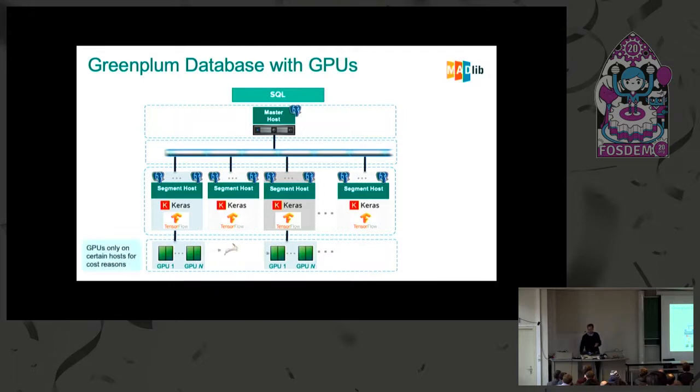The one thing I want you to note is that for cost control reasons, if you have a really big database, you might not have GPUs on all of those machines. You may only have GPUs on certain of the hosts. So we need to be careful to distribute data only to the hosts where there are GPUs. And when we do our model hopping, like I showed before, moving model state from machine to machine, we need to make sure that we only move it to machines that have GPUs.